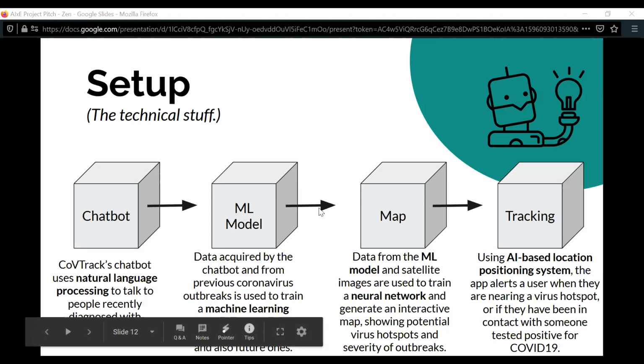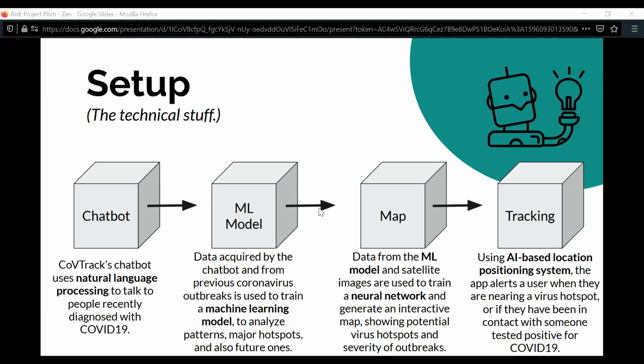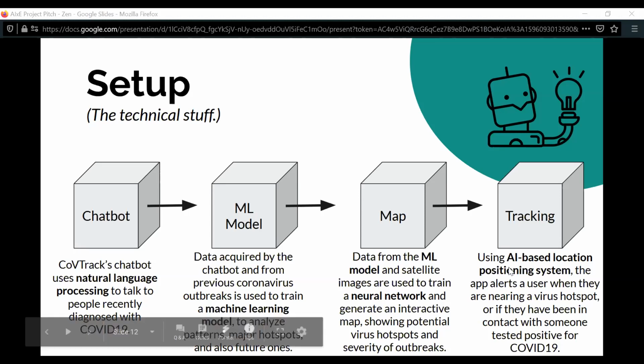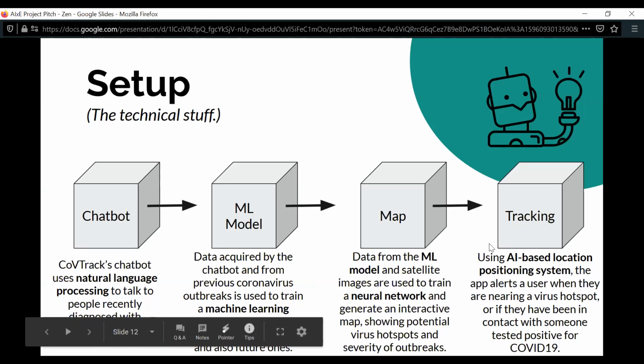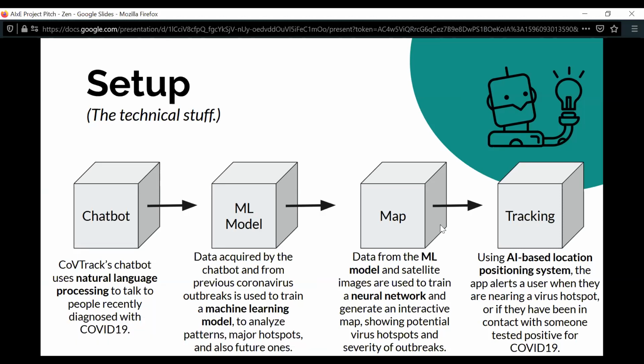Now, this data from the ML model is used to train a neural network to generate an interactive map, as I told you, showing potential virus hotspots and possible outbreaks. And also, we are going to be using an AI-based location positioning system. So as I said, the app is going to alert a user whenever they are near a virus hotspot and if they've been in contact with someone who has tested positive for COVID-19. So we're integrating everything that AI has to offer and combining all this data. It's a sort of guide, and it helps us actually see the virus. It helps us trace and track the spread of the virus.